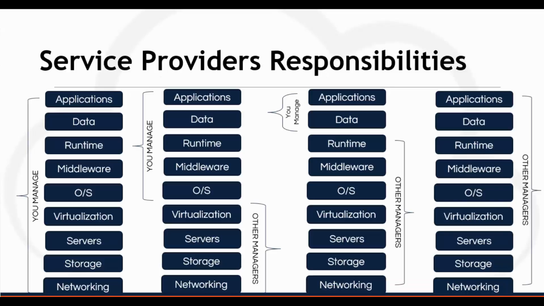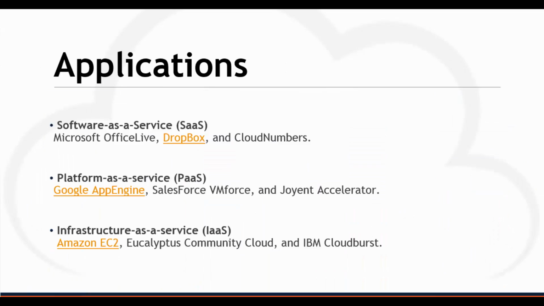This schematic shows the responsibilities of the cloud service providers. From left to right, these are examples of software as a service. The middle two columns represent platform as a service, and the far right is an example of infrastructure as a service. Let's take a look at some of the common applications of cloud.